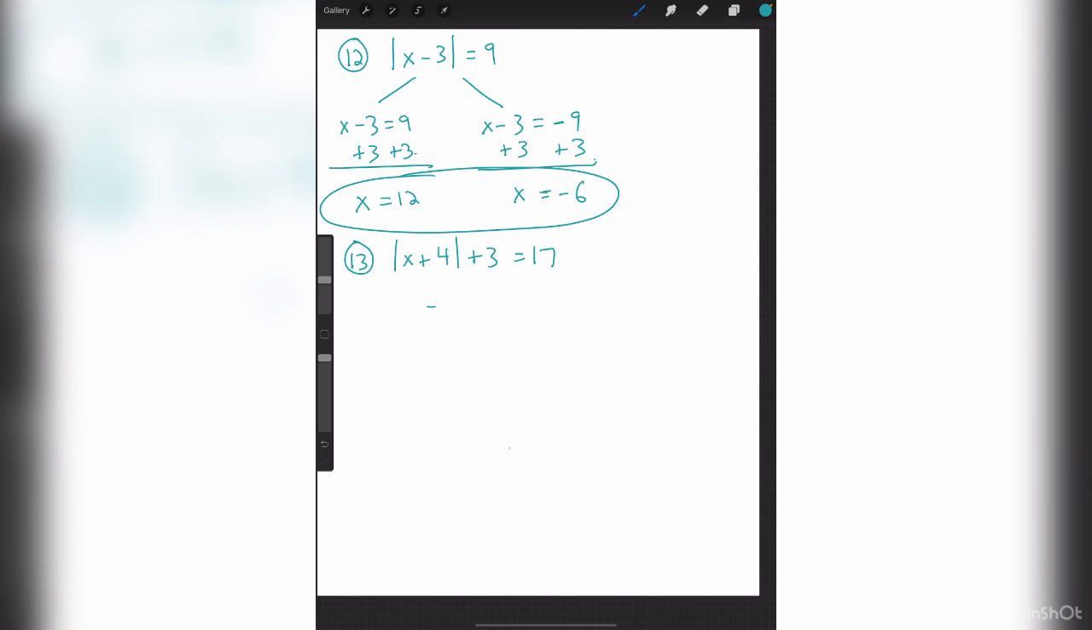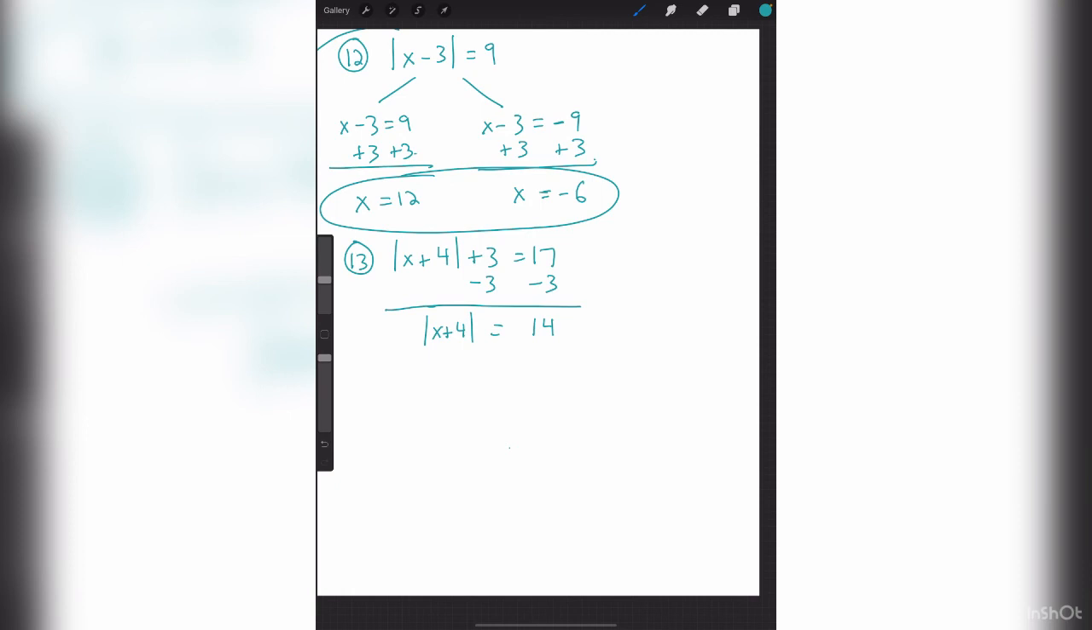Because if you remember in this one right here, number 12, we didn't have anything added on to the end here. So we're going to have to make our absolute value equation look like that. The first thing I'm going to do is subtract this 3 just to get it out, because I don't want that over there. That leaves me with 14, and I bring everything else down. The absolute value of x plus 4 is equal to 14.